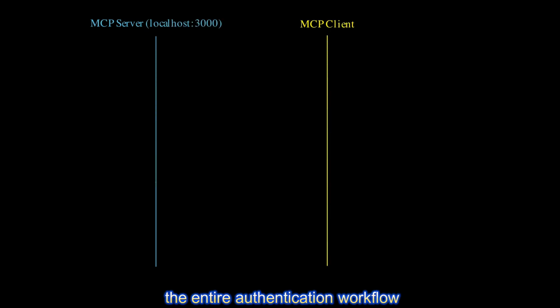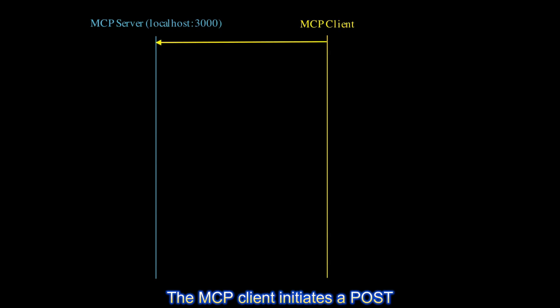Now let's take a closer look at the entire authentication workflow. At the very beginning, we have an MCP client. This could be Postman, MCP Inspector, or Cursor, and an MCP server, which is listening on port 3000. The MCP client initiates a POST request to /mcp.